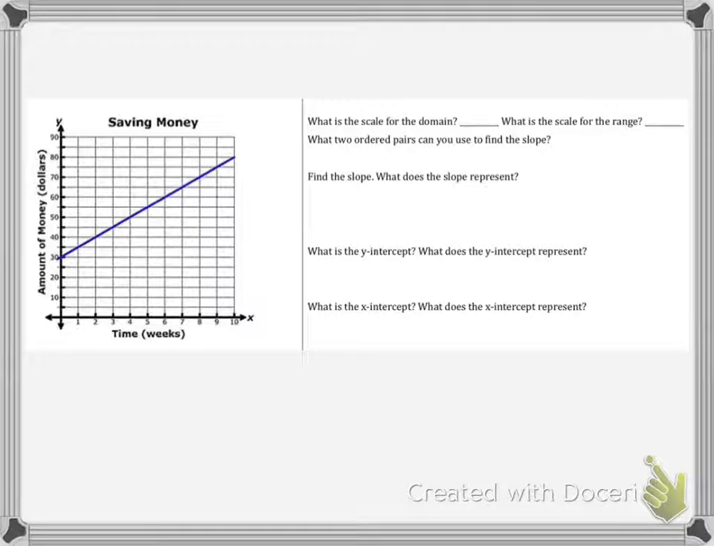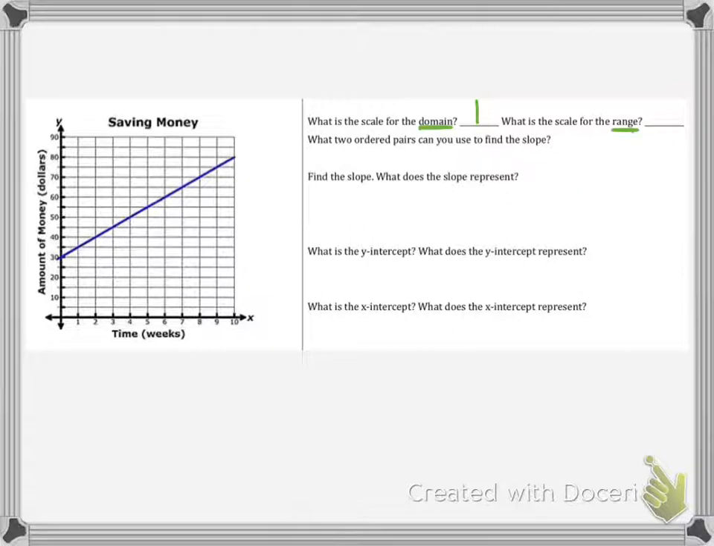All right, here's your second example. We've got saving money. On the x-axis, we have time in weeks. On the y-axis, we have the amount of money in dollars. So the first one says, what is the scale for the domain? That's our x-axis. It looks like it's counting by ones. That's easy for us. The scale for the range, that's the y values.